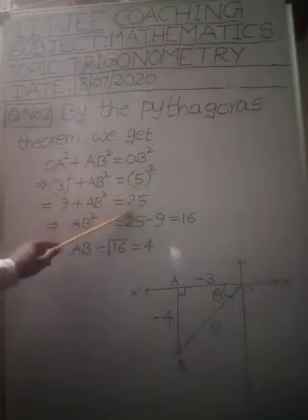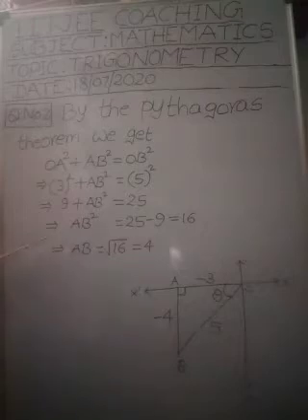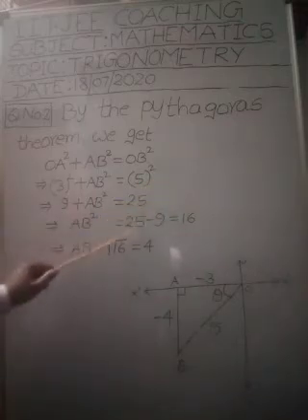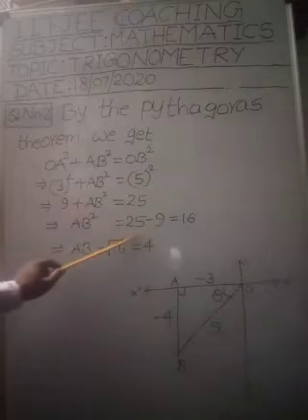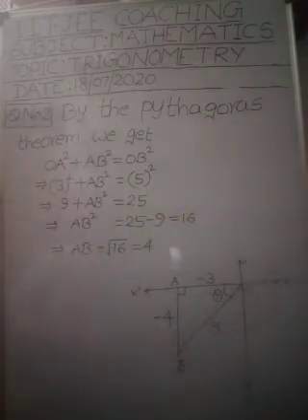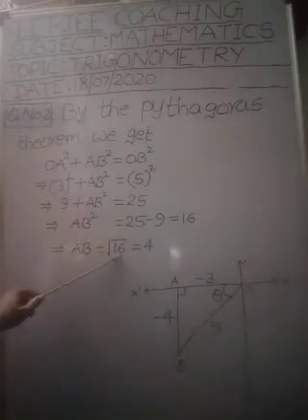What is the value of 5 squared? 25. Understood this step, my dear children? This implies AB squared is equal to, we are sending 9 to the RHS, then it becomes minus 9. So 25 minus 9. By simplifying these two numbers, what will you get here? 16. This implies AB is equal to the square root of 16, that is equal to 4.